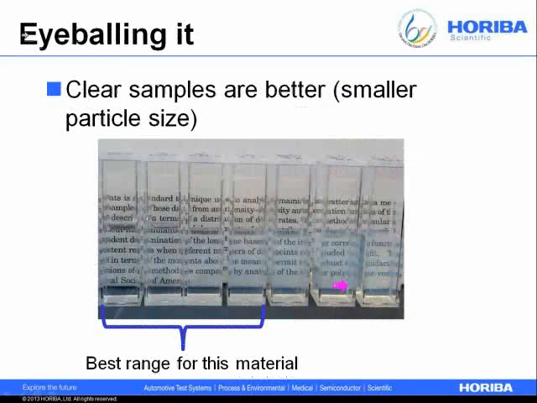Now, once again, let's go back to eyeballing it. So you'll make a sample. Now these are much smaller particles, so you can see the suspensions are much more clear. And the best range of concentrations goes from clear to just slightly cloudy. And so if you have an unknown, you're looking at something between clear and just slightly cloudy as the best starting point for your measurements.